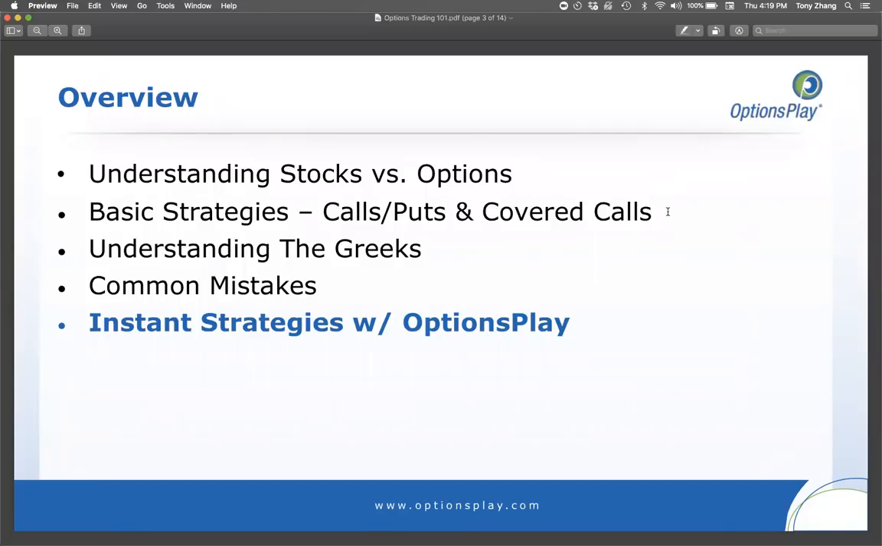So we're going to talk about the basic strategies that everyone is approved for when you first apply for an options account. Once you truly understand these strategies, and again, what I really want to do is break down these strategies to a very fundamental level so that you have a better understanding of them, and that is going to allow you to build up and trade more advanced strategies down the line.